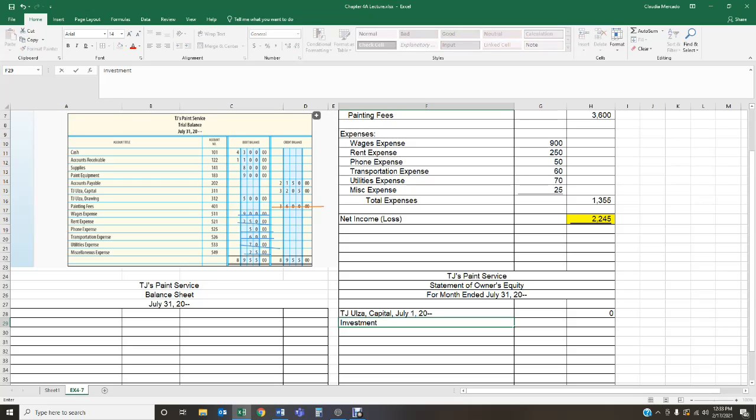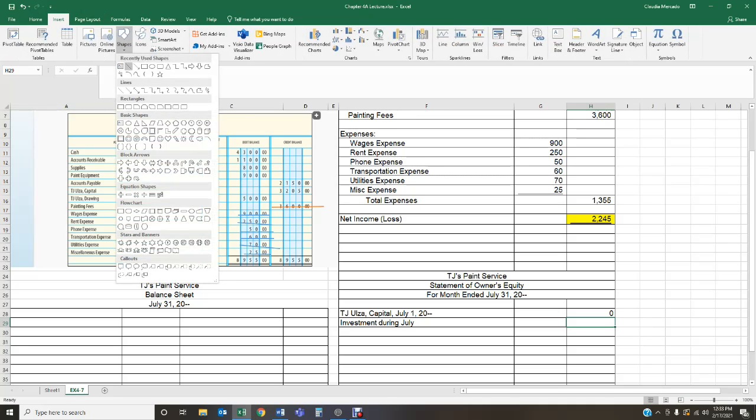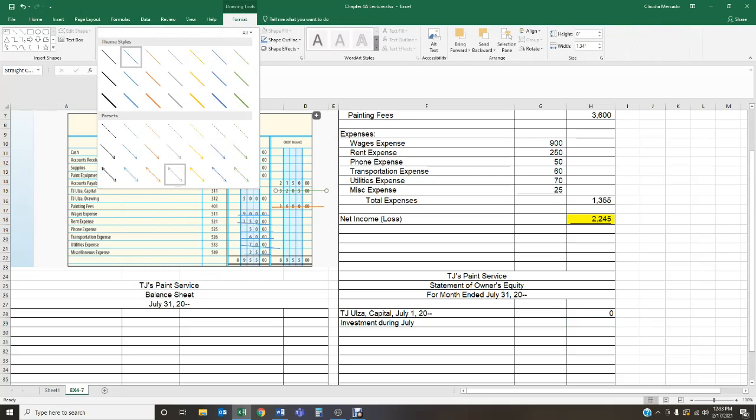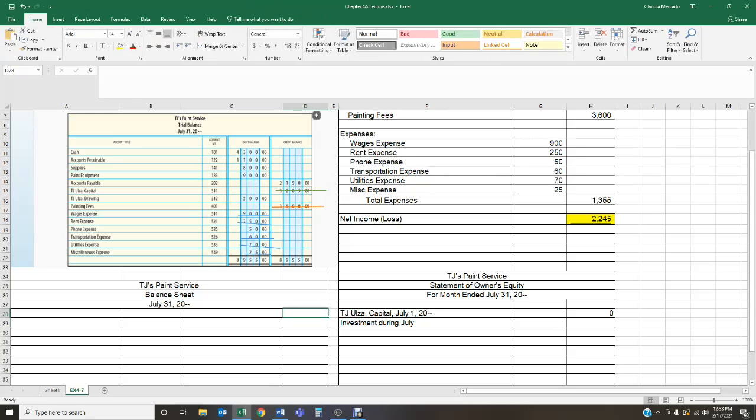Then during the month, we had an investment during July. So we put money into the company. And how much money did we put into the company? Well, the problem says here that we had a capital investment of $3,205. So I've got $3,205 as my investment. So my total investment is going to be $3,205. My initial capital plus my investment is $3,205.